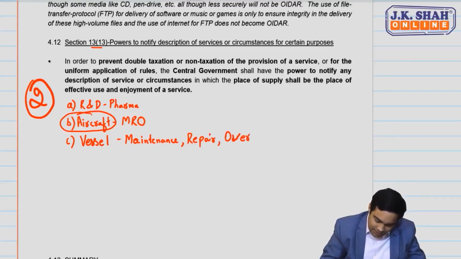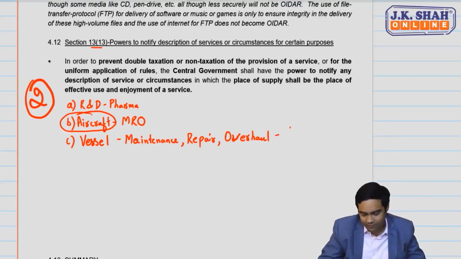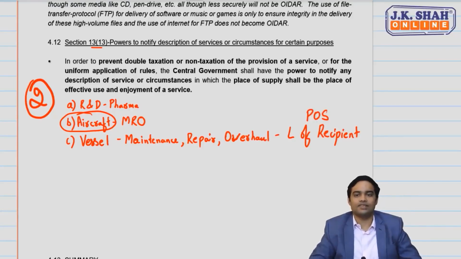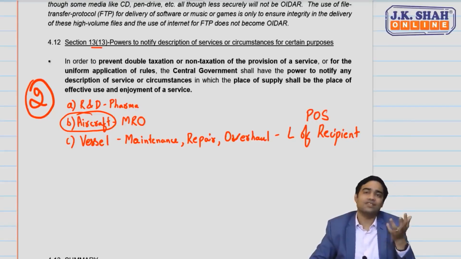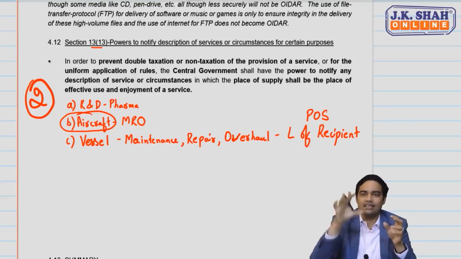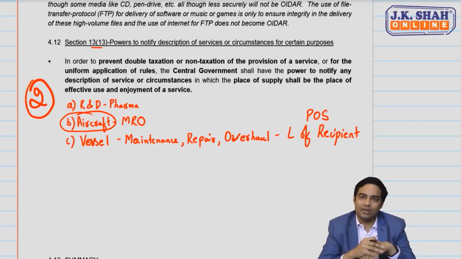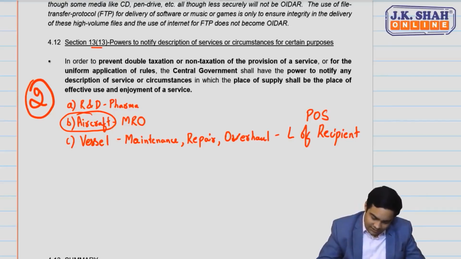The place of supply for maintenance, repair, overhaul of a vessel will be location of recipient. The impact of this is vessel operators will now be eligible to take the benefit of export of service. That is the benefit arising out of this amendment. Sir, if this was not there, what would have been the place of supply? If this was not there, the place of supply for vessel repaired in India would have been India. But now it will be location of the recipient.